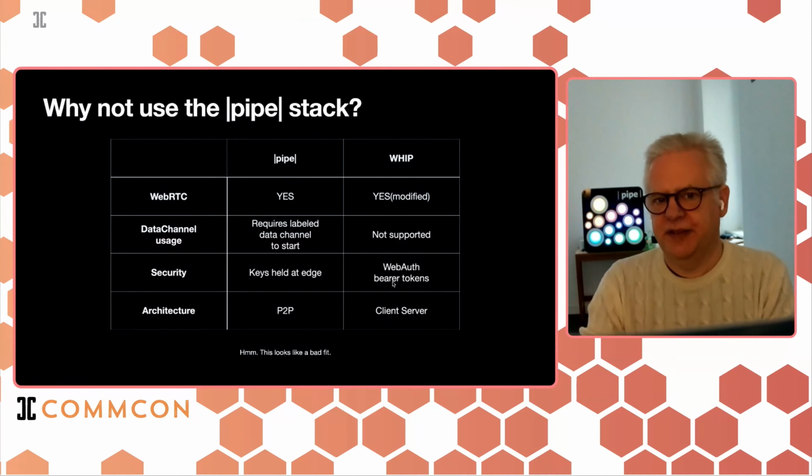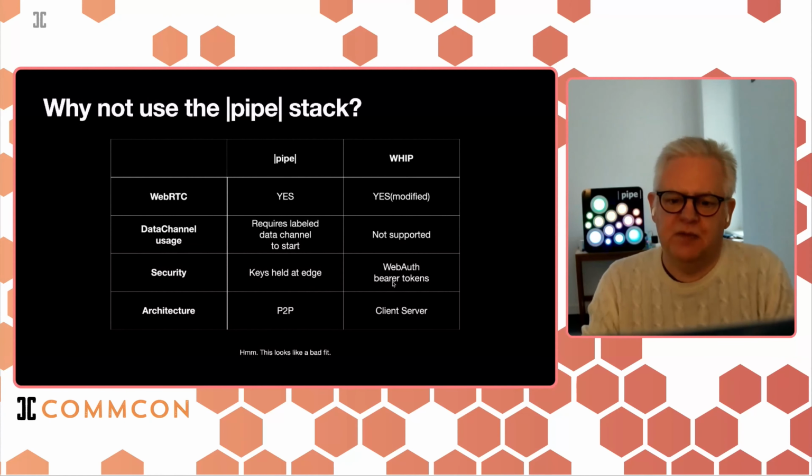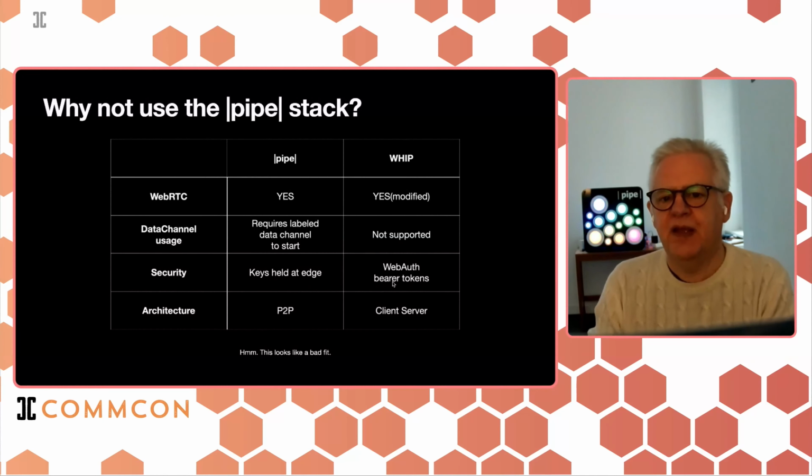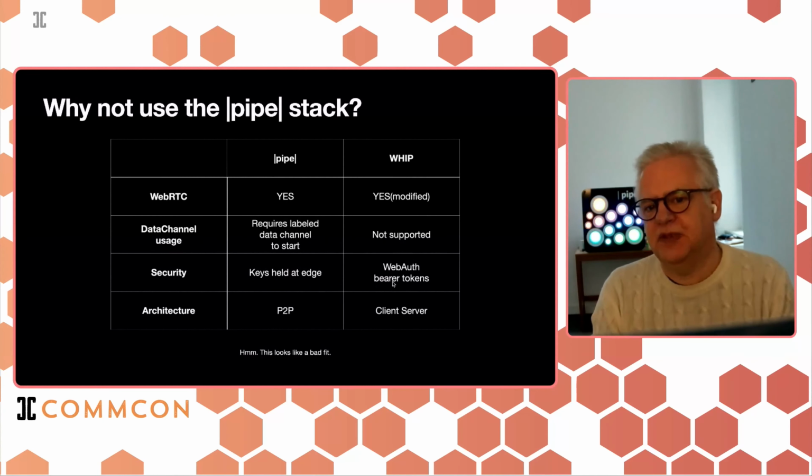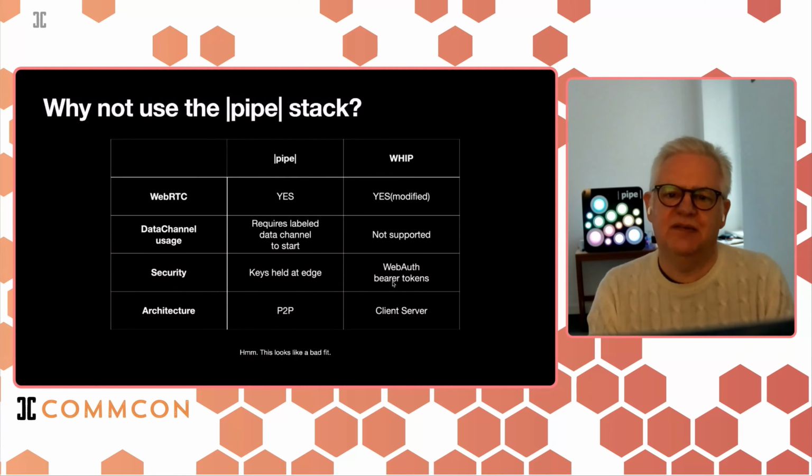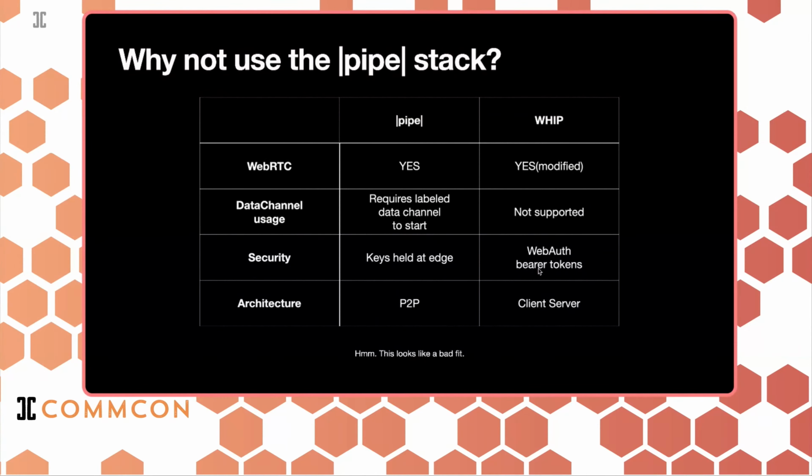So the obvious thing to do was just to use the Pipe stack. I mean, I've got a WebRTC stack that was aimed at small devices, so why not just use that? And it turns out that's actually quite tricky because of the assumptions that Pipe makes and the goals that Pipe has. It's difficult to use it for WHIP. So, yes, they're both based on WebRTC, so that's a good start.